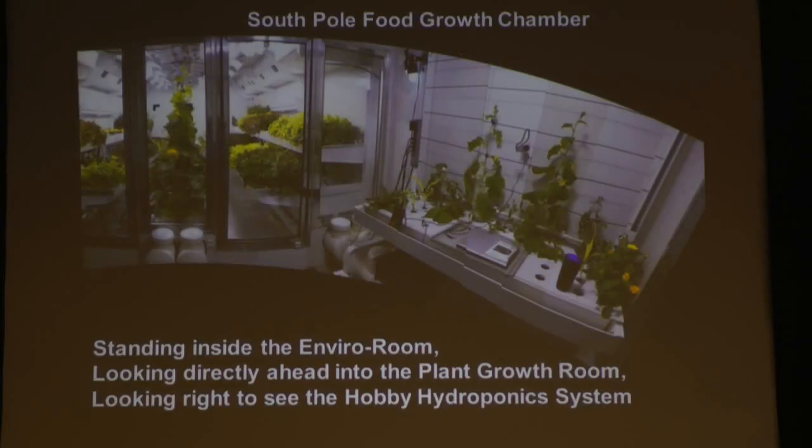So some similarities. Here's a picture. You're standing in the environmental room, looking straight forward into the food growth chamber. And off to the right is, in the same room as you, a hobby hydroponic system where you can begin to learn about how to grow crops hydroponically. But the food production room is separate, glass walled, so you can have climate control and less interruptions of the productivity.